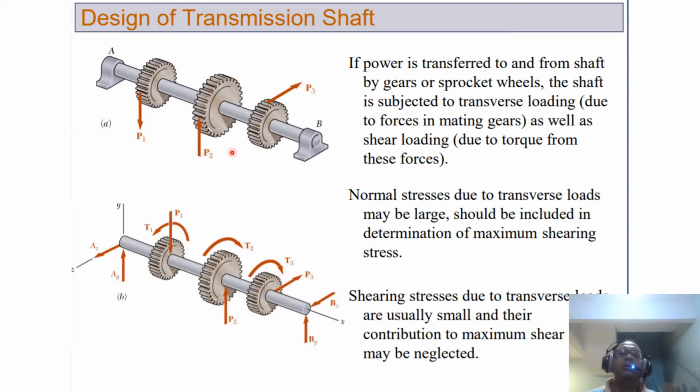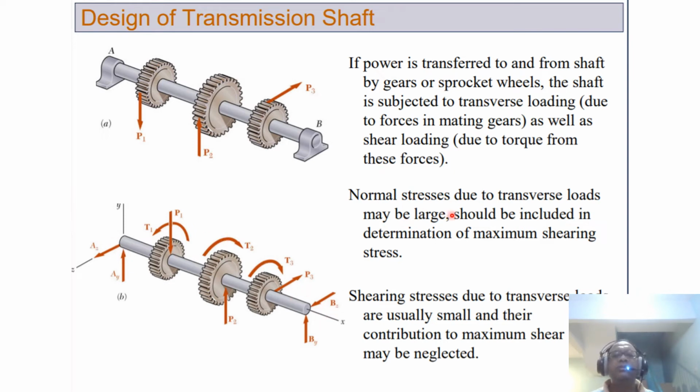As we design a transmission shaft, as I told you, if power is transferred to and from the shaft by gears or sprocket wheels, the shaft is subjected to transverse loading. This is transverse loading due to forces in mating gears, as well as shear loading due to torque from these forces. So there are the torque and other transverse loading. And transverse loading has two directions. One is the vertical one, the other is the horizontal one.